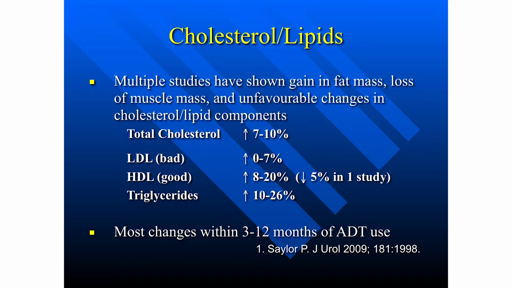Altogether, this combination of changes in lipids or cholesterol is thought to increase the risk of heart attack and sudden death. And one more reason why one needs to know your cholesterol. Most of these changes in lipids or cholesterol occur within 3 to 12 months of being on ADT, but once you're on it longer, they don't continue to get worse. Most of the changes occur in the first year, and then they stay stable after that, but increase your risk of heart problems.